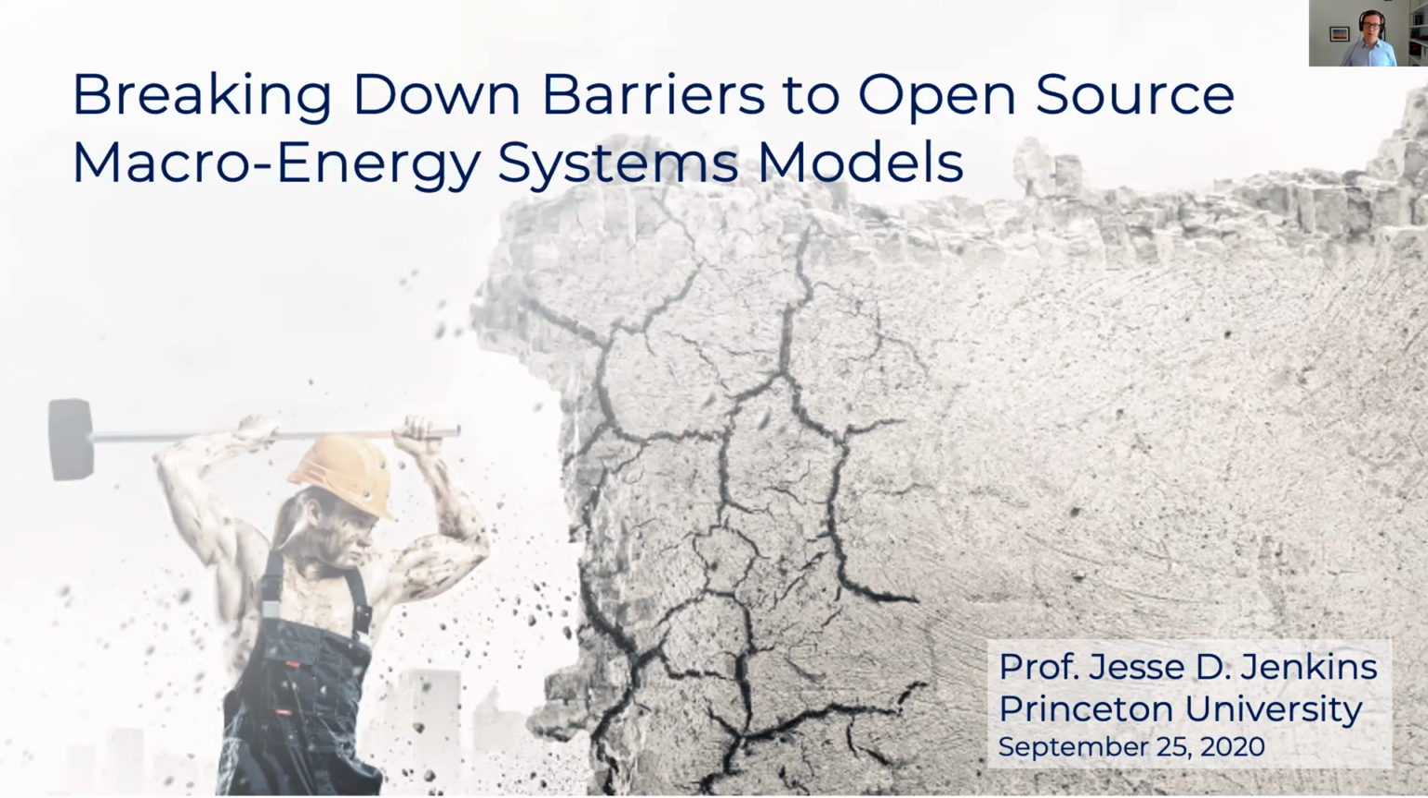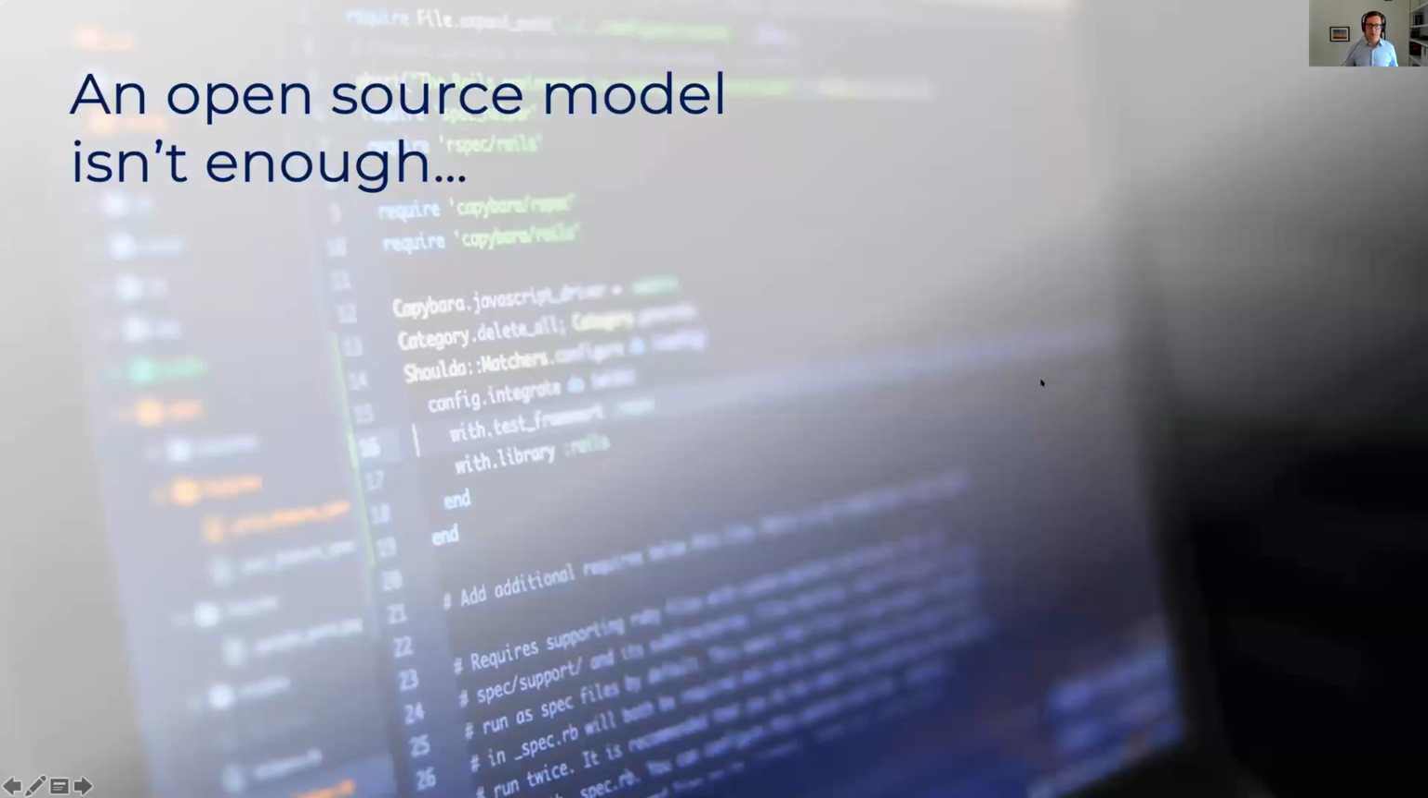But as I've worked with NGOs and stakeholders and policymakers in the US context, I've realized that there are significant barriers still to use of open source tools, even when they're available outside of the academic community. So I want to talk a little bit about what I see as the key barriers there and a couple of our efforts to start bringing some of those down and some remaining challenges that I want to flag for the community to think more about. So I want to start by just saying an open source model isn't enough.